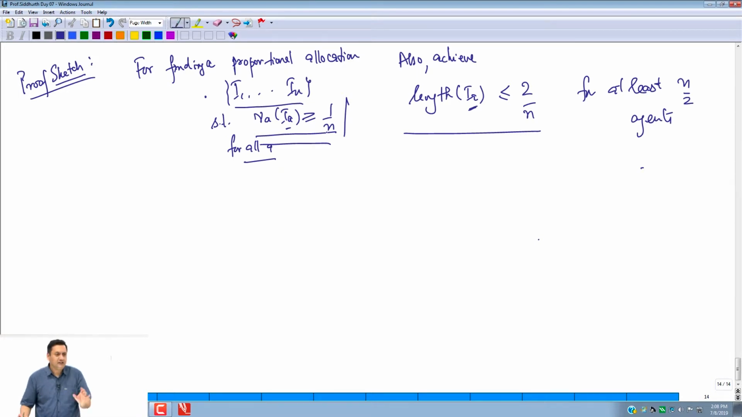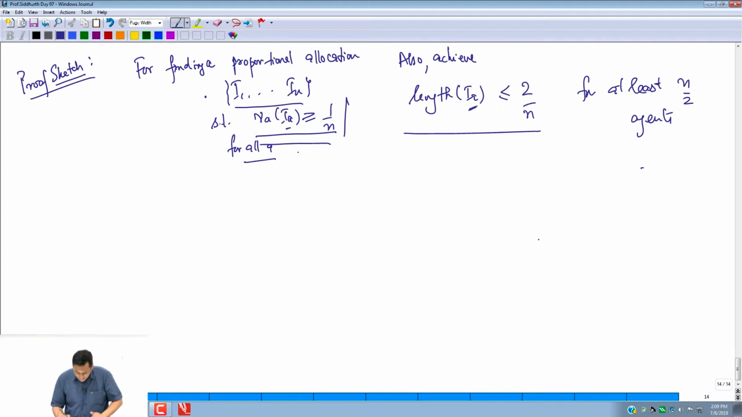So, in isolation, these two properties are easy to obtain. What's important to note here is that when you have a proportional allocation, you are achieving both of these two properties simultaneously, which is what makes things difficult. You now have to know the valuation well enough such that you achieve this proportional value of 1 over n in a small enough length. And this is what makes the problem difficult.